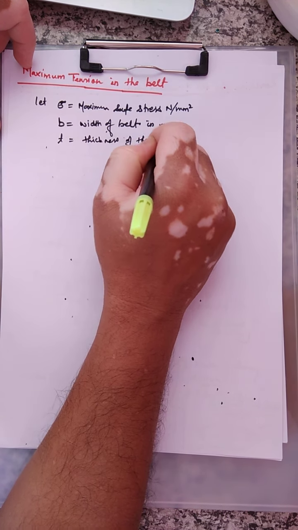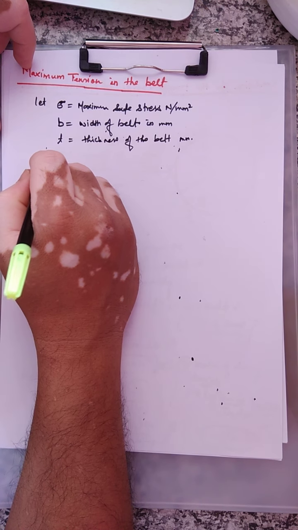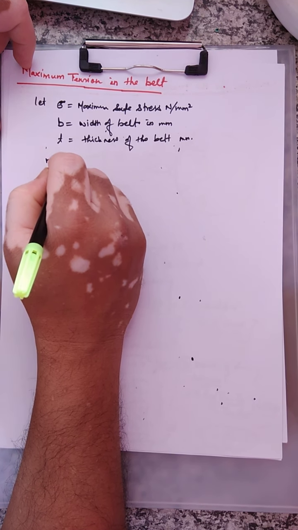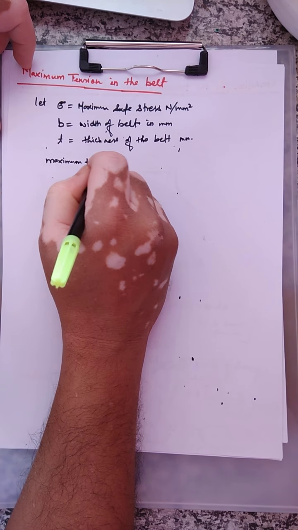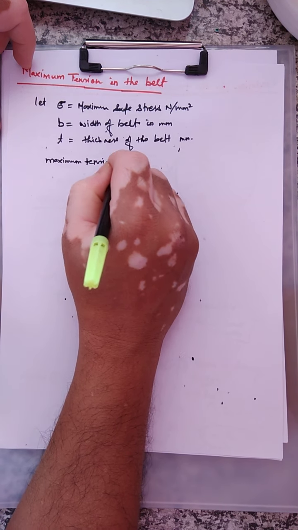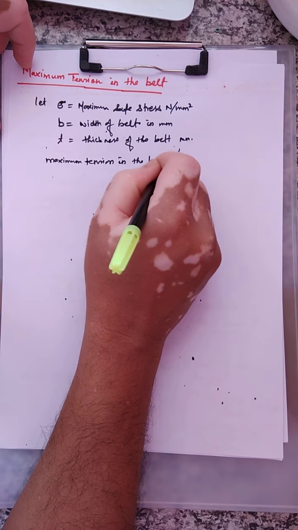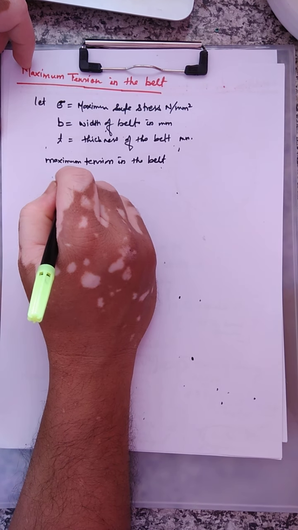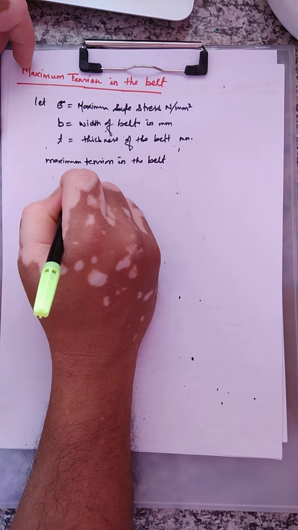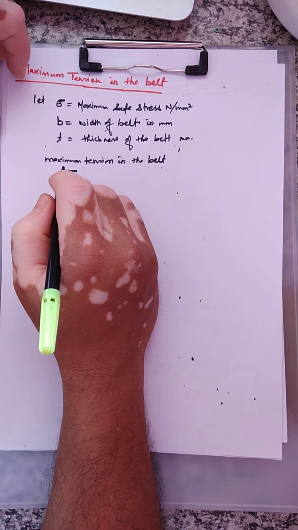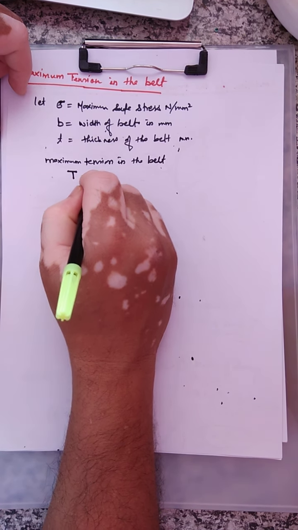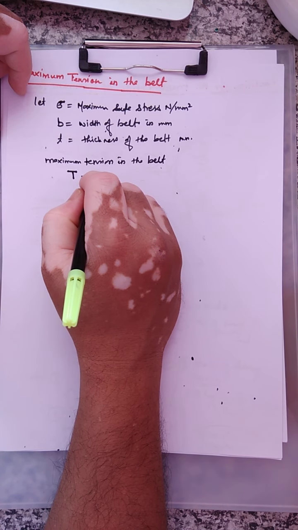Now let the maximum tension in the belt be T, capital T. Only T, not T1, not T2 or something else. Only T will be the maximum.